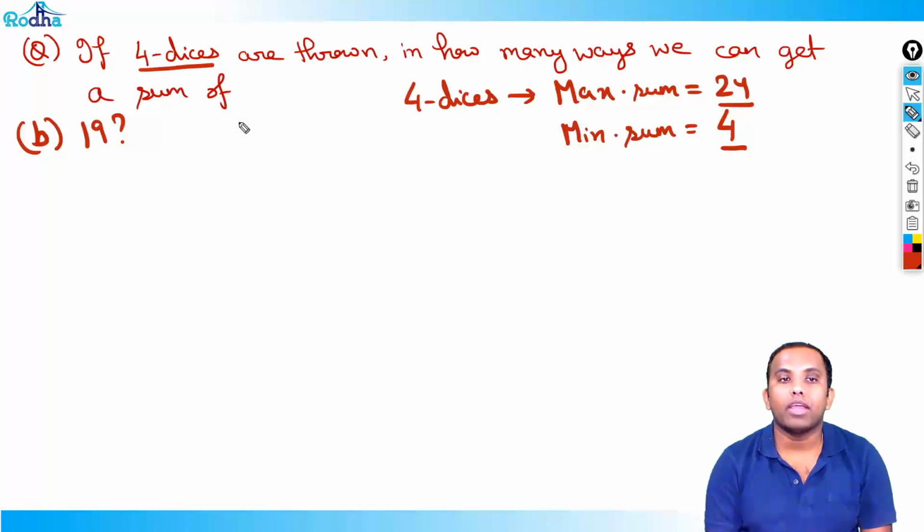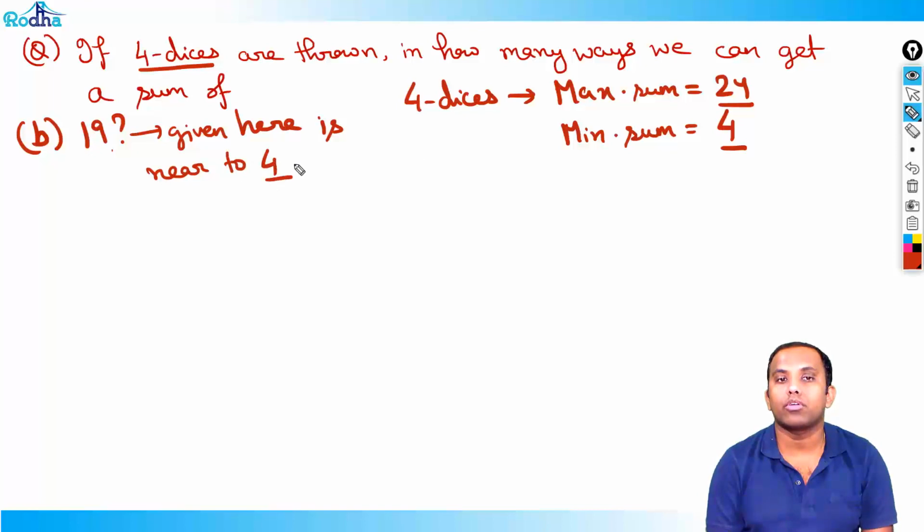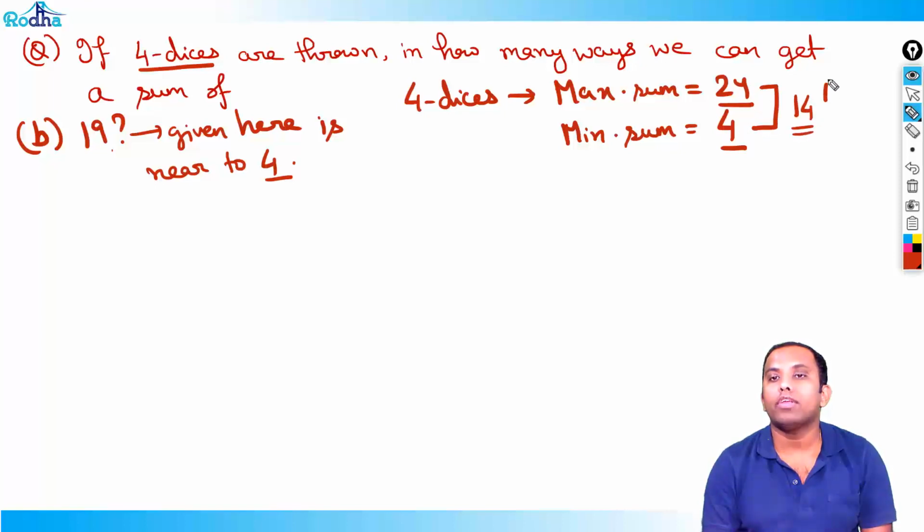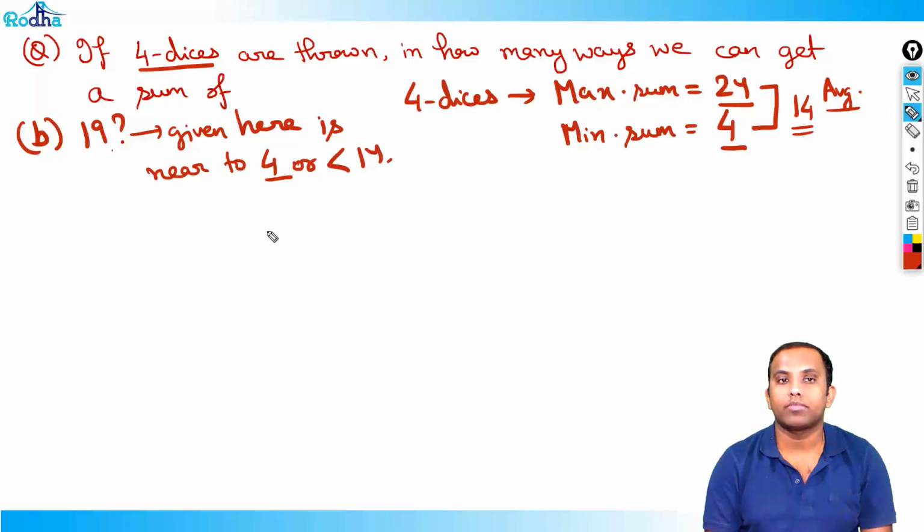So if the number given here is near to 24, sorry, near to 4, in that case what can we do? Near to 4, or I can take the average of these two. The average of these two is 24 plus 4 by 2, which is 14. So the average is around 14, right? So I can say that if the given number is near to 4, or less than 14, then that method will perfectly work. What we were doing will perfectly work.